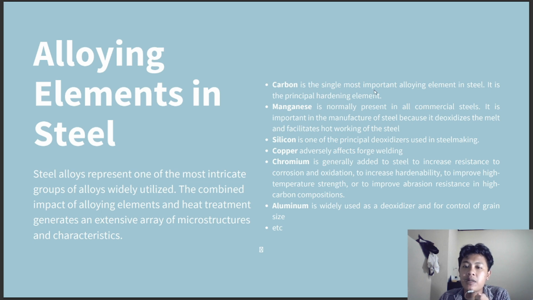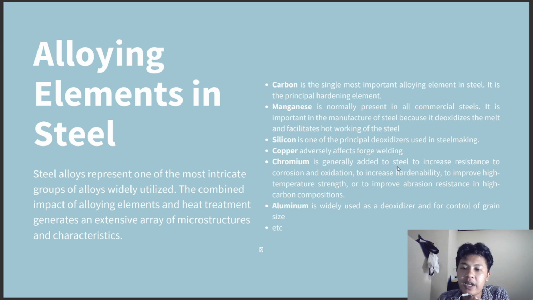Carbon is the single most important alloying element in steel. It is the principal hardening element. Manganese is normally present in all commercial steel. It is important in the manufacture of steel because it deoxidizes the melt and facilitates hot working of the steel. Silicon is one of the principal deoxidizers used in steel making. Copper adversely affects forge welding.